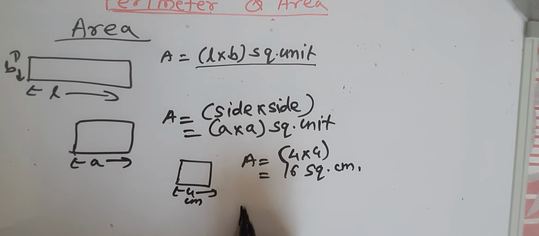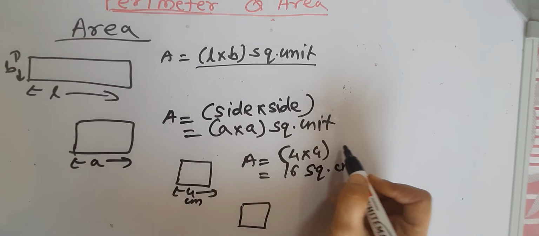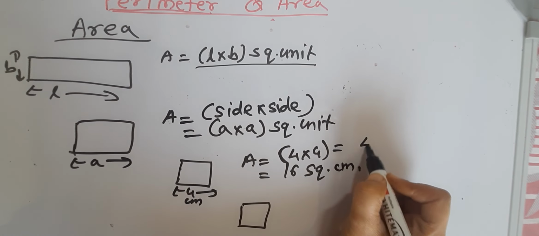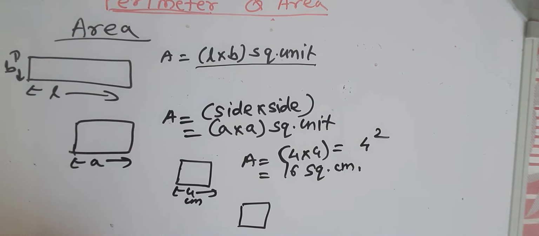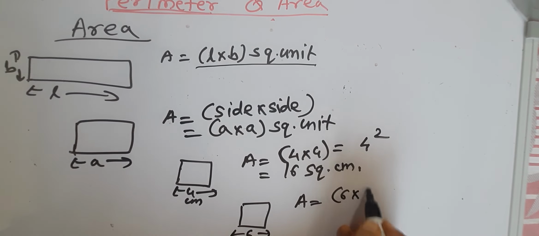So suppose we can also say this as 4 square if you know the concept of squares. So if the length of the side is 6 centimeter, we can say area equals 6 into 6 or 6 square, that is 36 square centimeter.